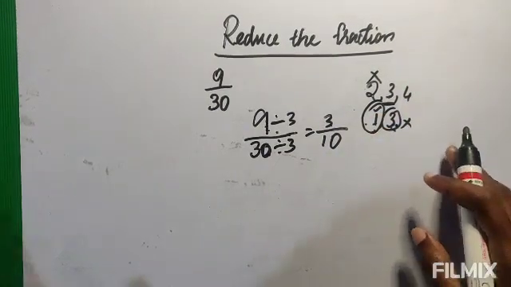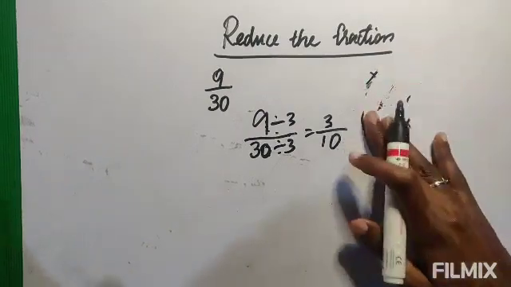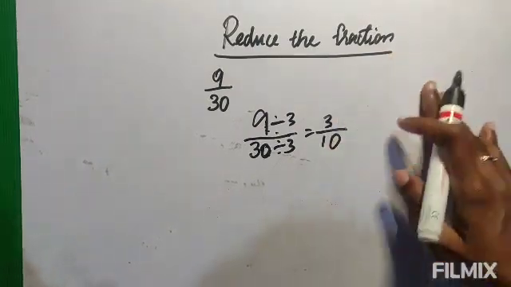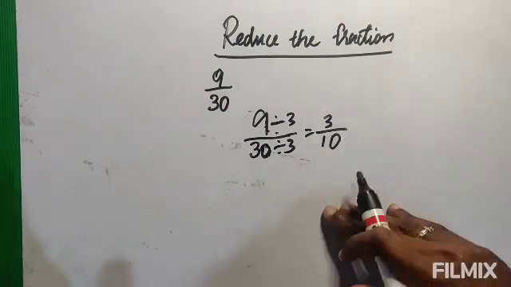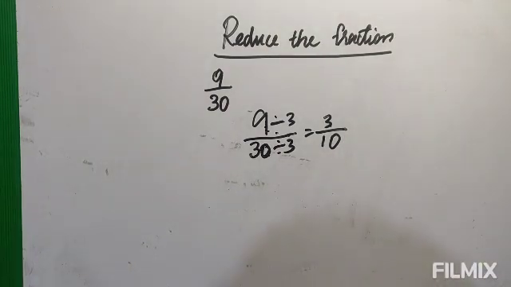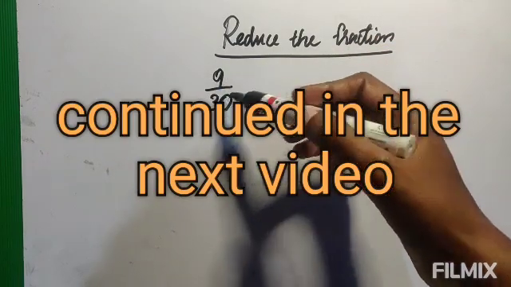So as much as you can divide, that way you can do. So this is one method. Another one is using the HCF method. You have to find the highest common factor. In finding the highest common factor also, I will teach two methods. Listen here, you have to find the HCF of 9 and 30.